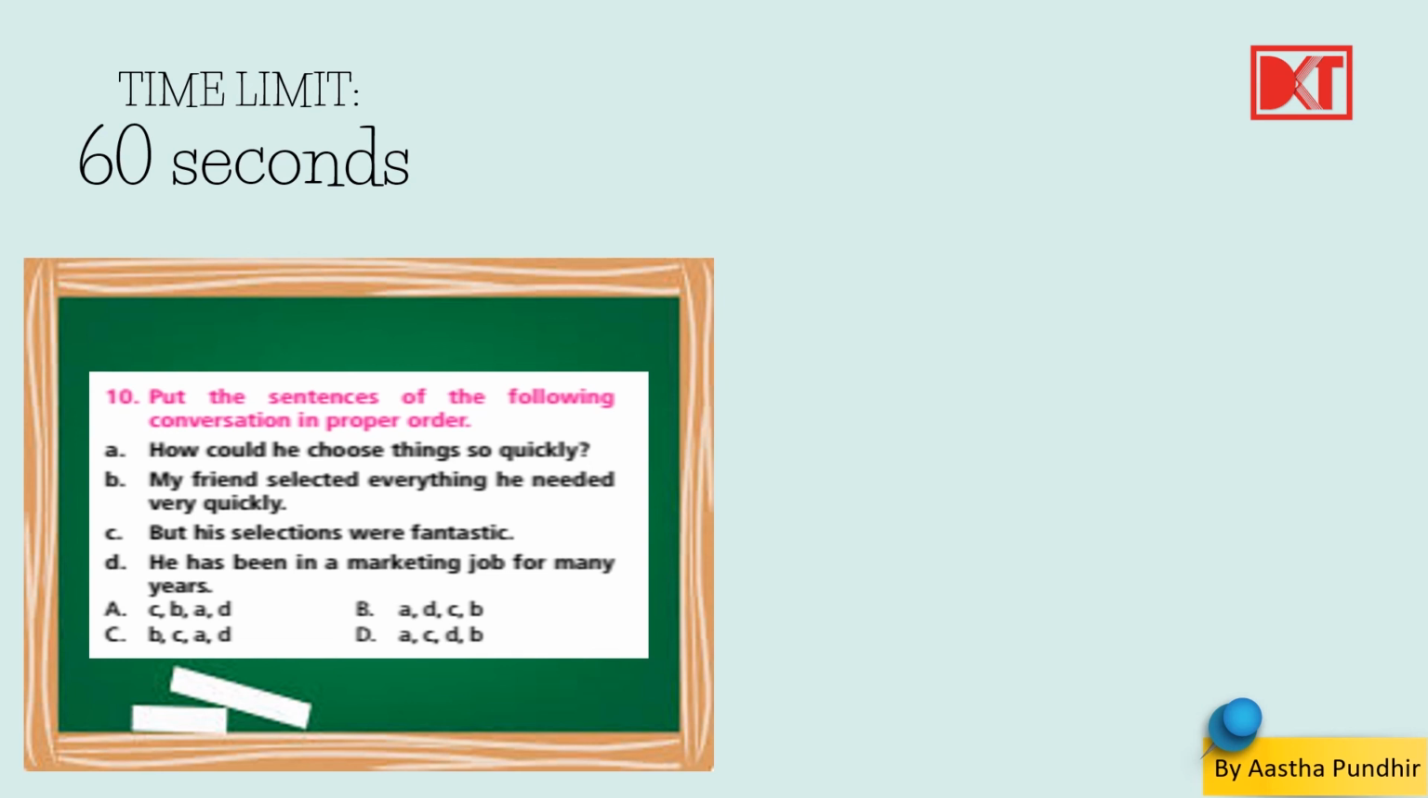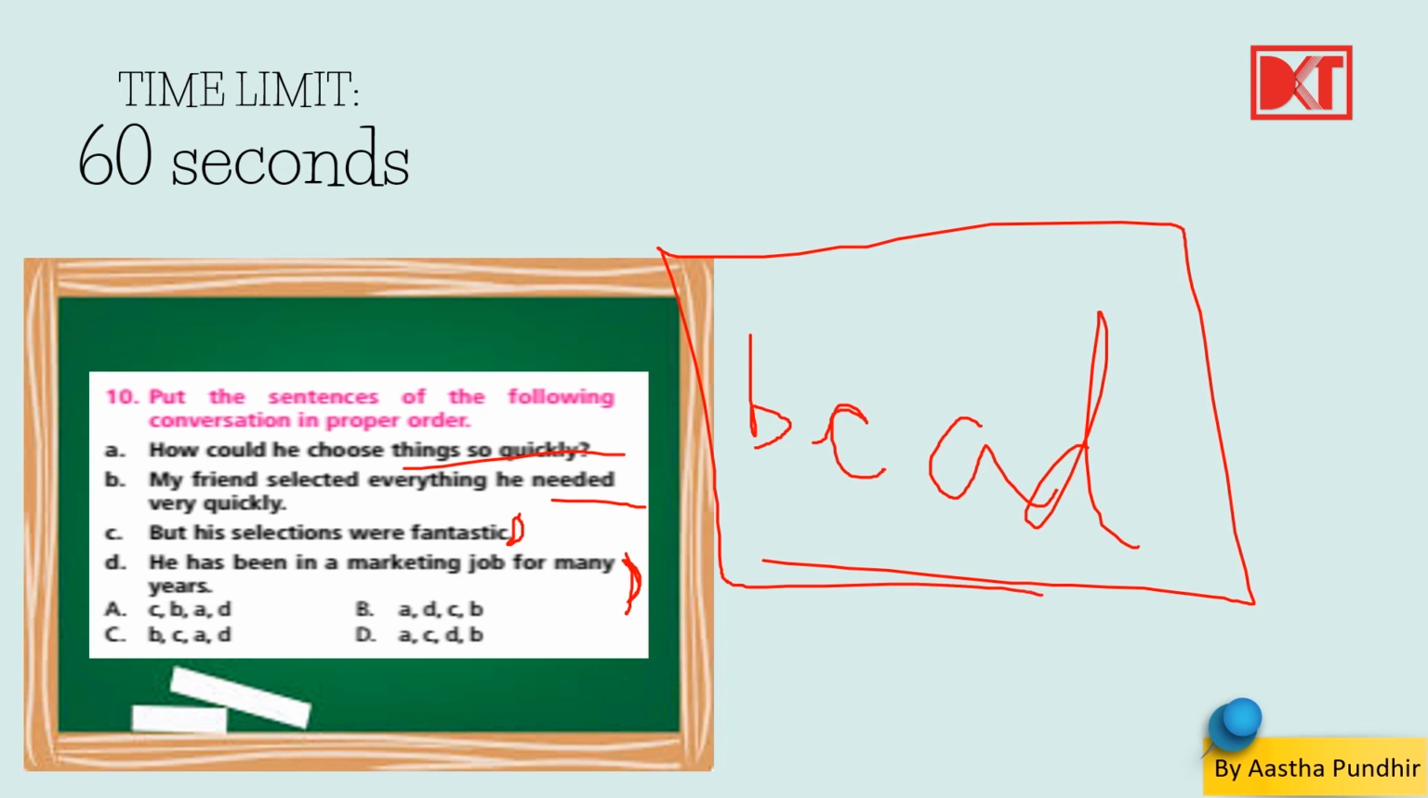Okay, so here first of all he would say, B, my friend selected everything he needed very quickly, but then contrasts it with saying, C, but his selections were fantastic. Then this person replies, A, how could he choose things so quickly? To which this person then gives the answer, D, he has been in a marketing job for many years. So the correct answer is B, C, A, D. All right. Okay, so with this we finish off our questions on spoken and written expression.